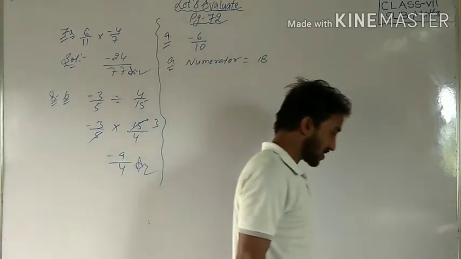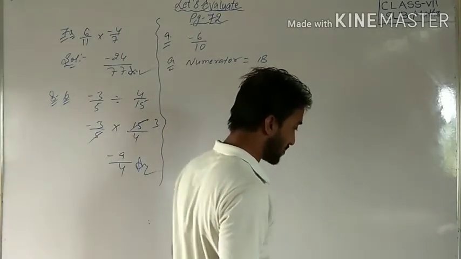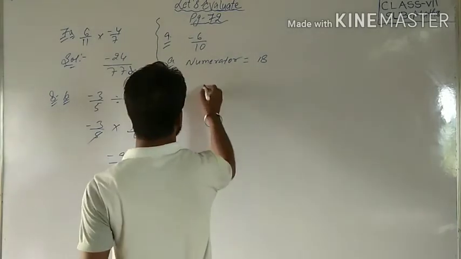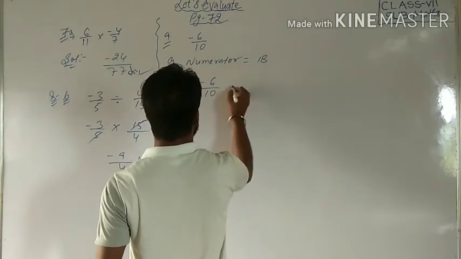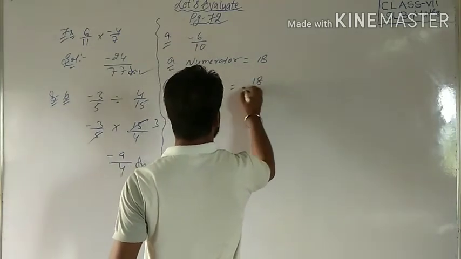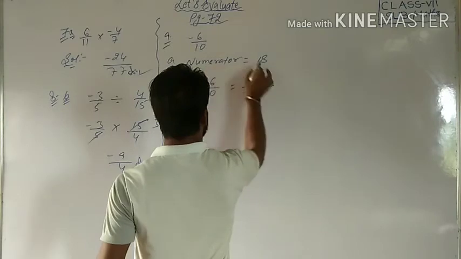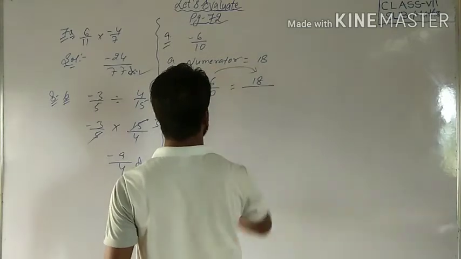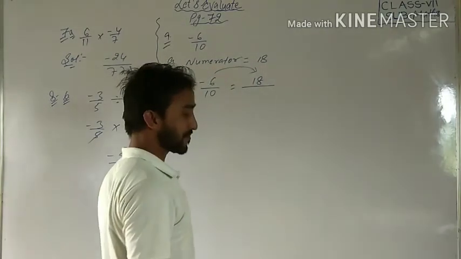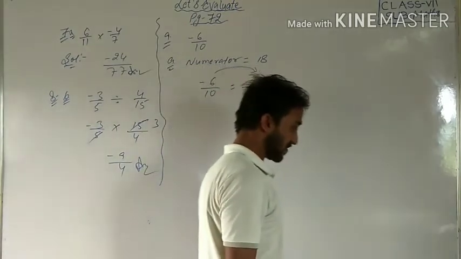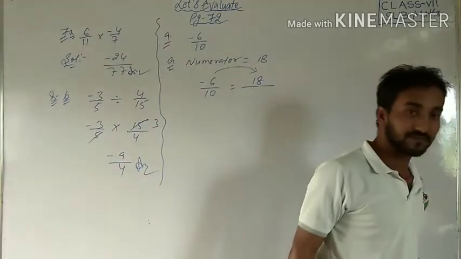Okay, students. Then what will we do? Simple. Minus 6 by 10 is given and we have to make the numerator 18. To make the numerator 18, what will we do? Just think and say.